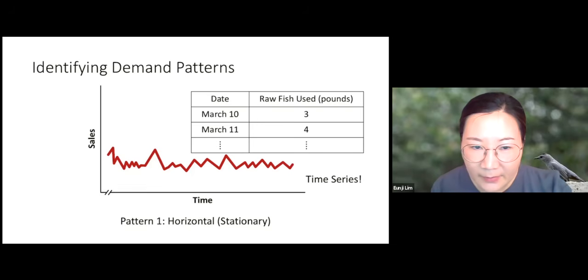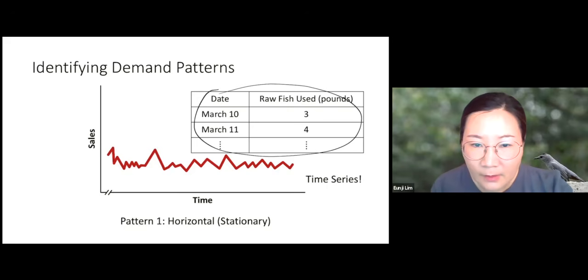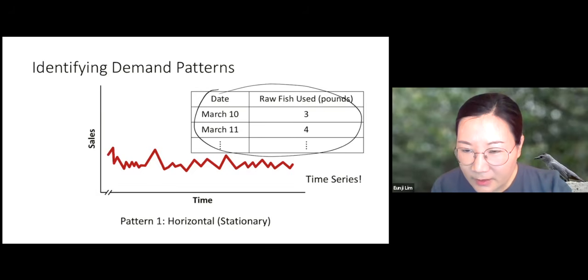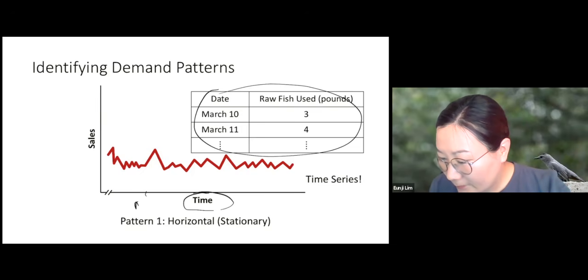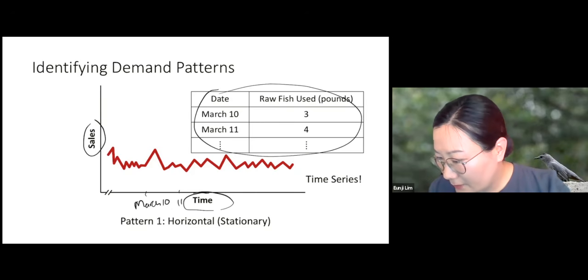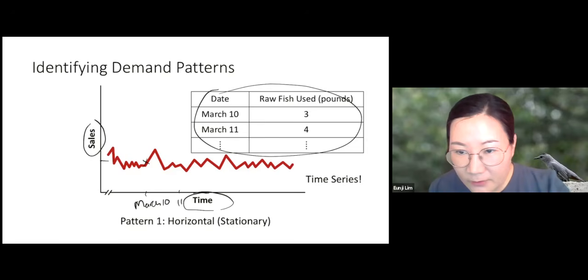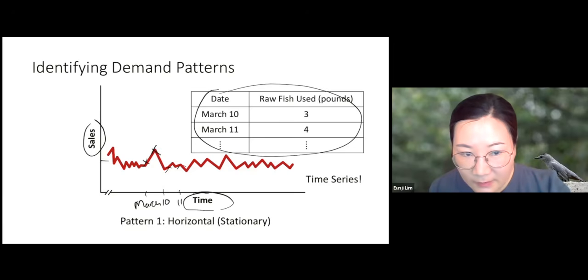Identifying demand patterns. If you have a data set like this, how can you identify its pattern? You can plot the data set on the XY plane. On the x-axis, you can put the date, March 10th, March 11th, etc. And on the y-axis, you can put the sales. So how many pounds of raw fish did you use every day? On March 10th, you used 3 pounds of raw fish. On March 11th, you used 4 pounds of raw fish, etc.